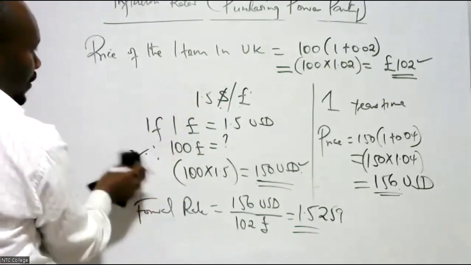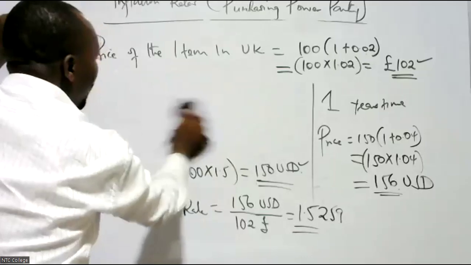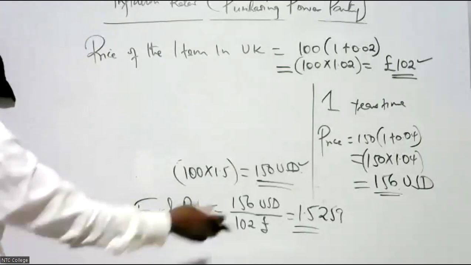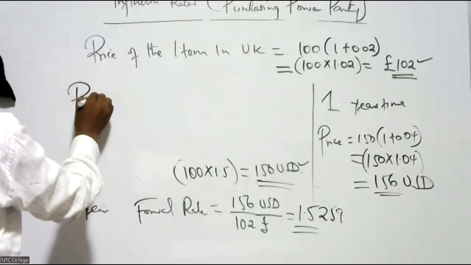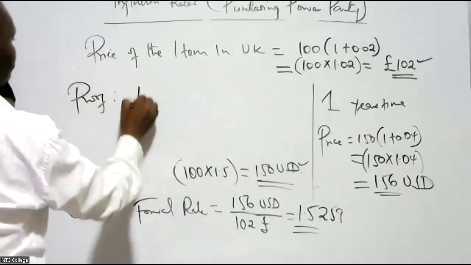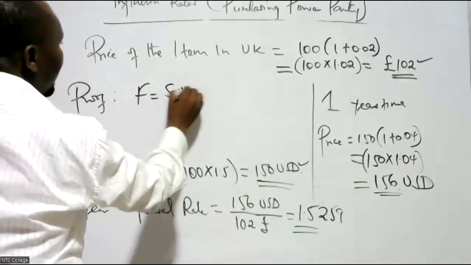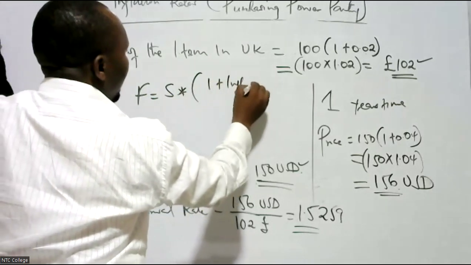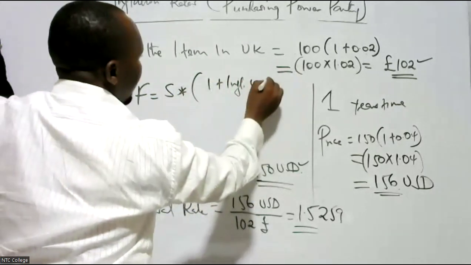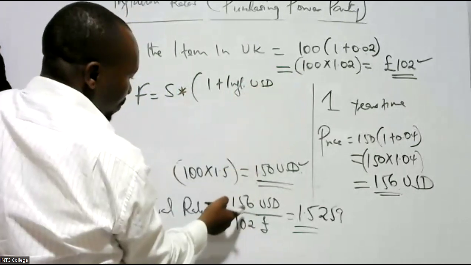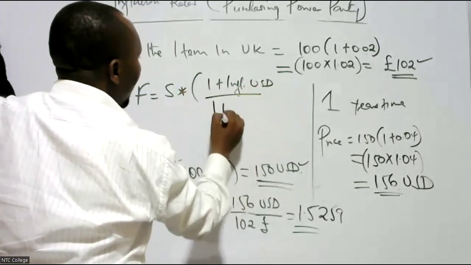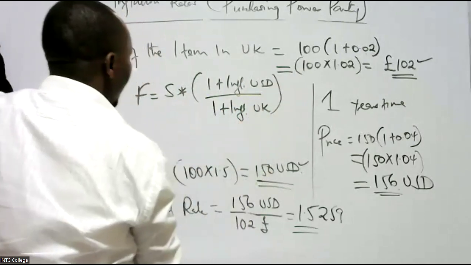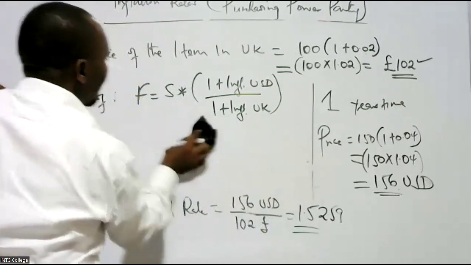This one is the spot rate. Now, 1.5 is a spot rate. So you say that in 1 year's time, just prove. This one we have finished, but you can prove. You say that F is equal to S times 1 plus inflation in the US, because the US is the one on top, all over 1 plus inflation in the UK. So I want to prove if it is true.